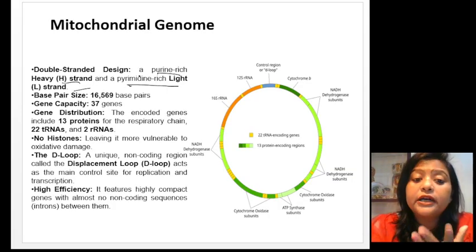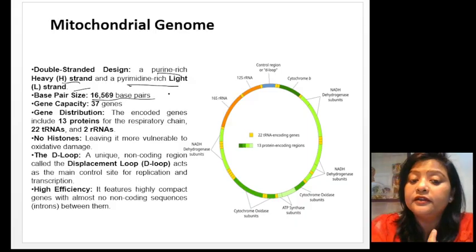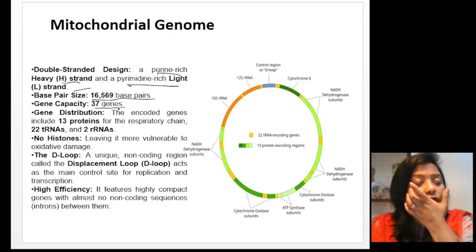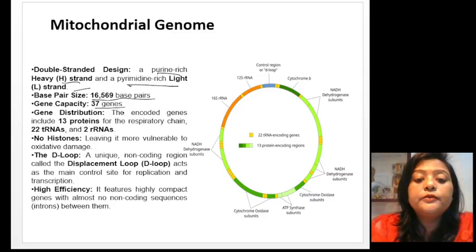The mitochondrial genome has 16,569 base pairs. Remember this. The gene capacity is 37 genes; when you talk about the chloroplast genome, this will be different. Now for gene distribution: we know there are 37 genes, so how are they distributed? 13 are proteins for the respiratory chain, 22 are tRNAs, and 2 are ribosomal RNAs.